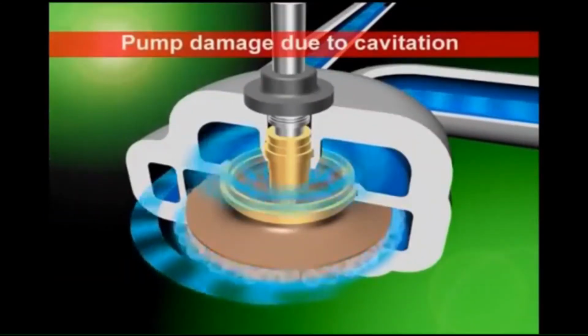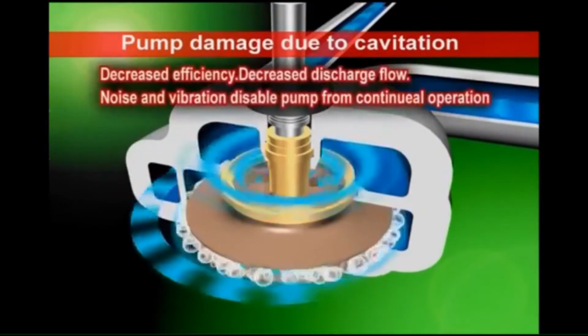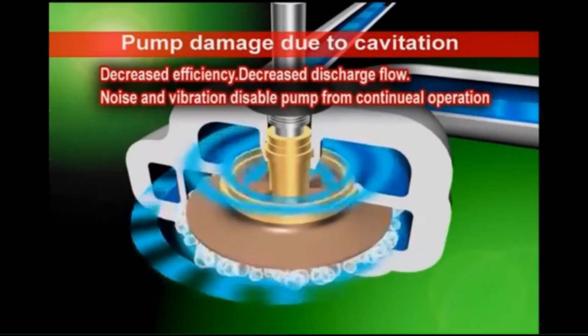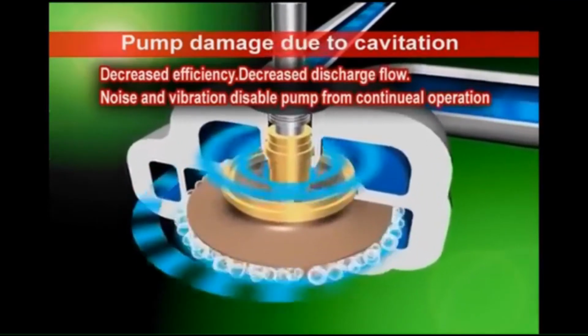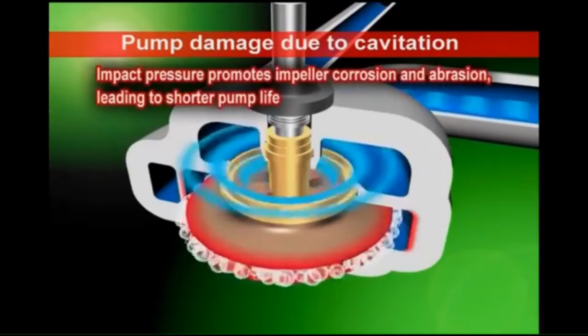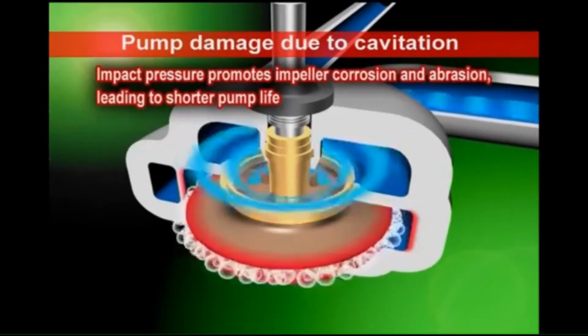Typical damage to pumps due to cavitation includes decreased pump efficiency, decreased discharge flow, and noises and vibrations, which eventually make it impossible to continue operating the pump. Impact pressure promotes corrosion and abrasion of the impeller, leading to shorter pump life.